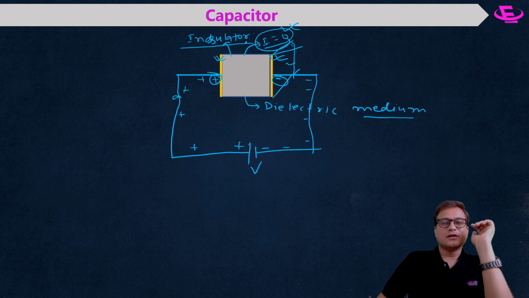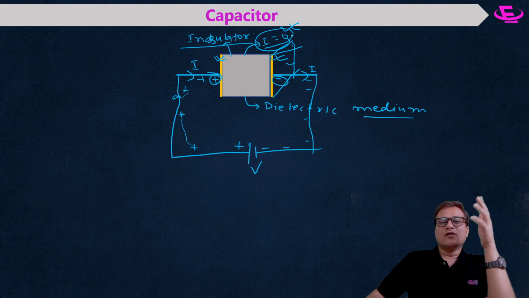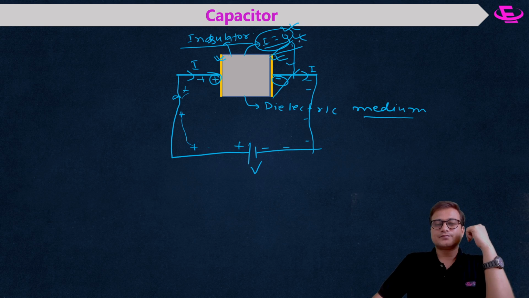Now you can say that when the charge is flowing, there is current. There is current here also, just opposite to the direction of the electron. But inside the capacitor, what do you see? You see that there is no current.